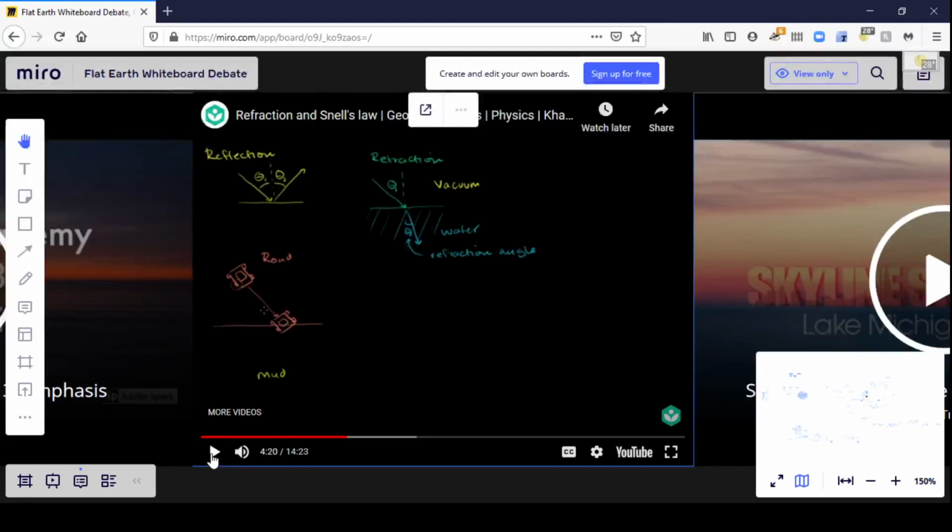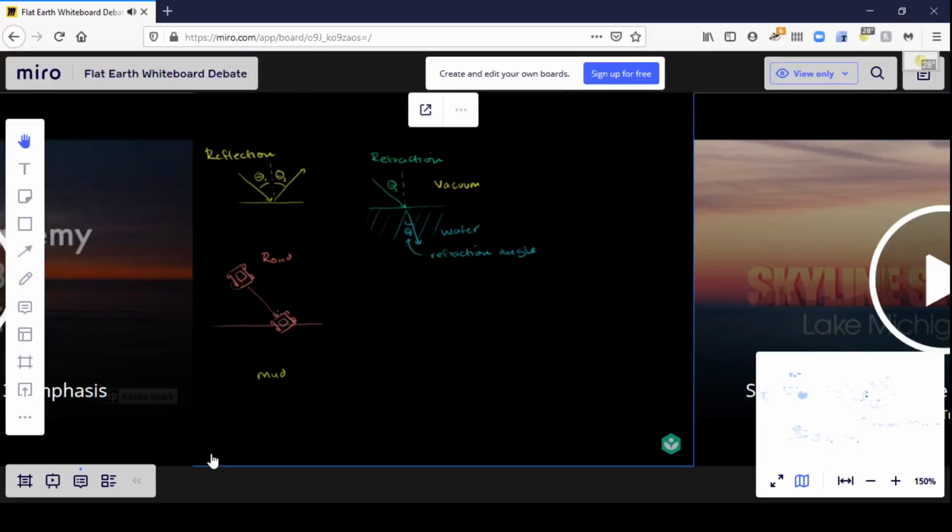And I've been mudding a little bit, so I would actually know about this. Let's see if he gives an accurate representation of what that car will do when it hits the mud.